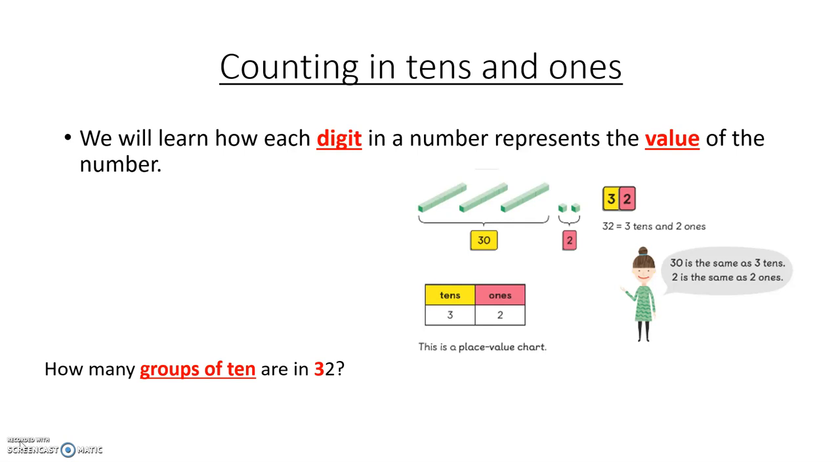How many groups of 10 are there in 32? There are 3 groups of 10 in the number 32. How many ones are there in 32? There are 2 ones in 32.